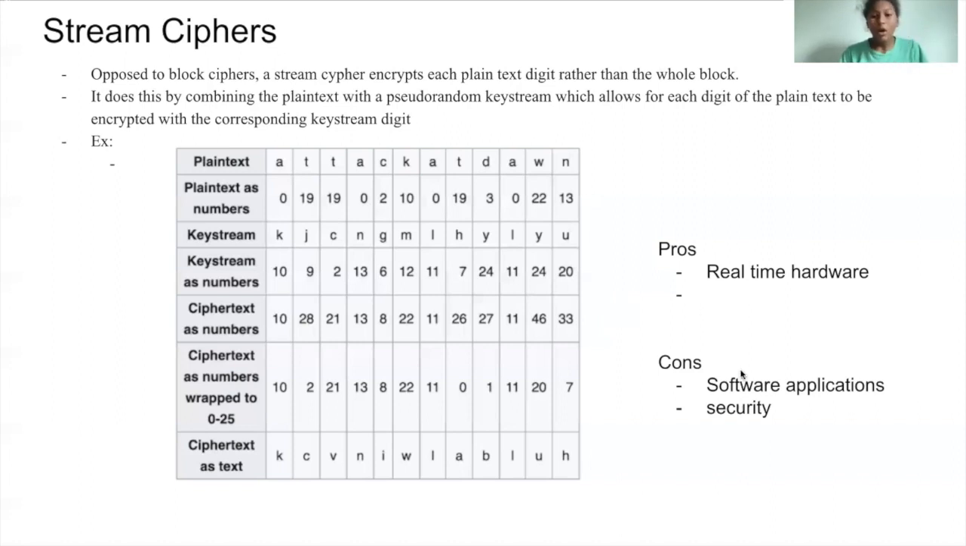Another big con for stream ciphers is security. Like I said, you're using a pseudo-random key stream. So if we're using a random number generator or letter generator given by a public generator, if people figure out what generator you're using and what algorithm your pseudo-random key stream is being generated in, they could use that in order to decrypt your data.